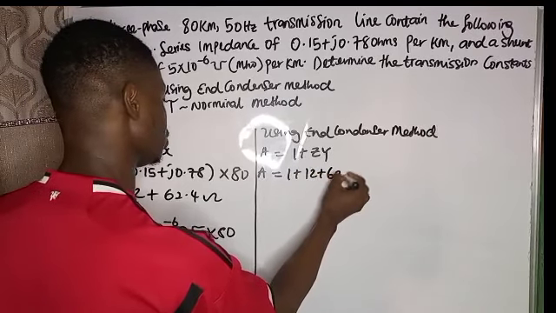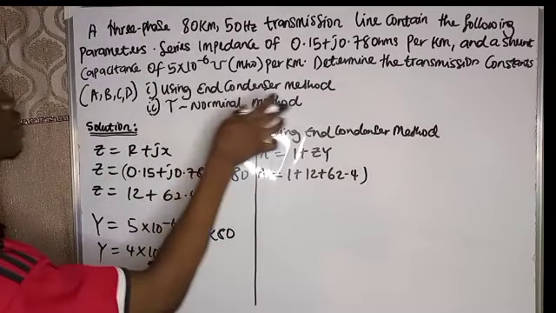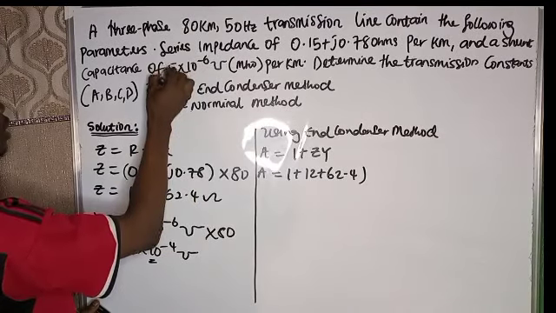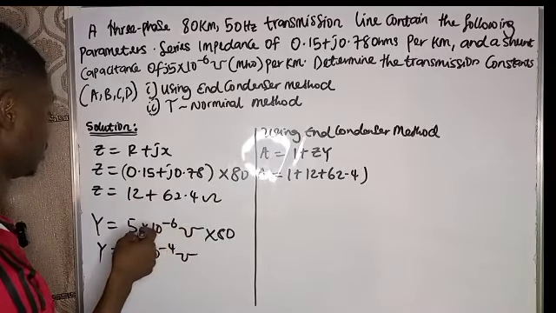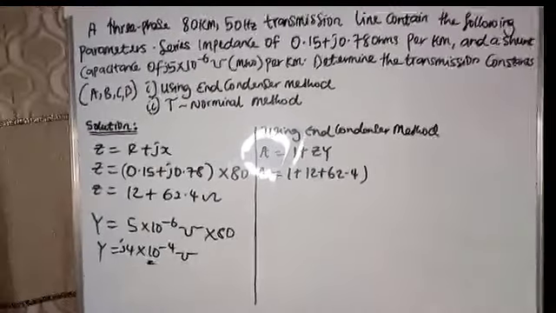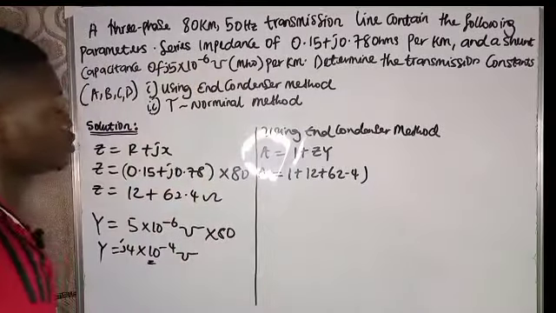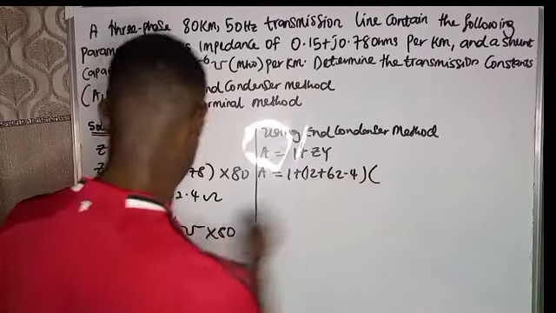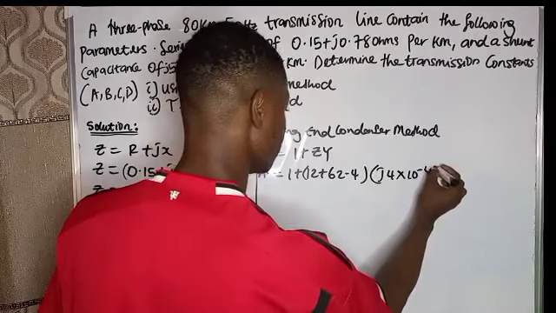12 plus 62.4 times... Remember that this thing is J, a shunt capacitance of J is supposed to be here. So this Y is supposed to have J. So let's continue. So this one will be times our Y will be J 4 times 10 raised to power minus 4.